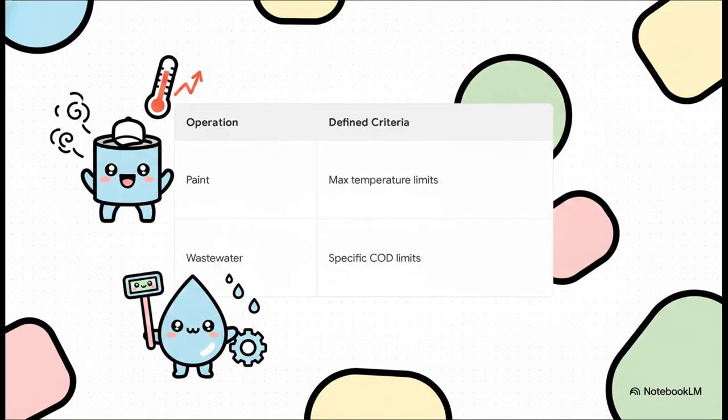Let's anchor that theory with some concrete examples. If you're in paint manufacturing, an operational control isn't just telling people to store solvents safely. The defined criteria must be a specific maximum temperature limit for solvent storage to actively prevent volatile organic compound emissions. Or, say you run a wastewater treatment process. Your criteria aren't make sure the water is clean. You need specific chemical oxygen demand, or COD, limits, and tightly defined acceptable pH ranges. That is exactly what defined operating criteria look like in practice.